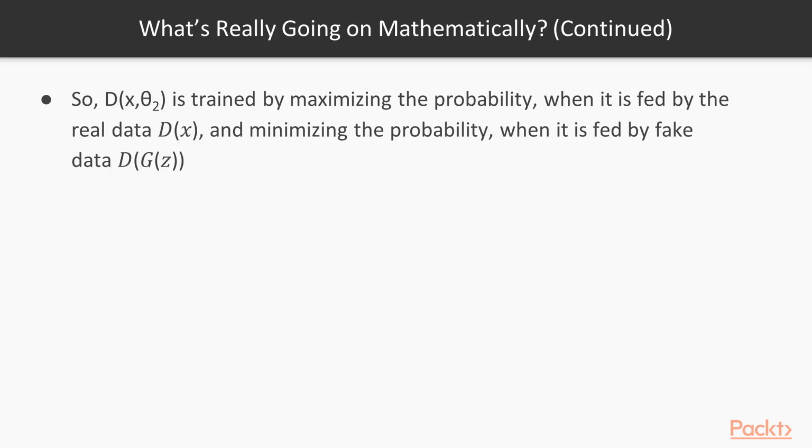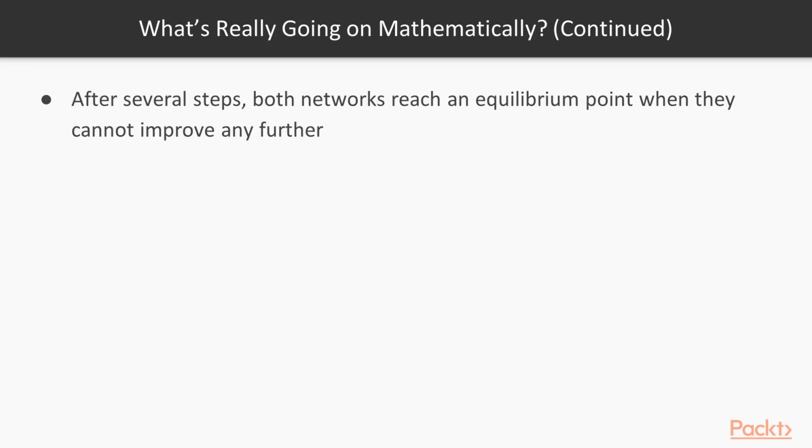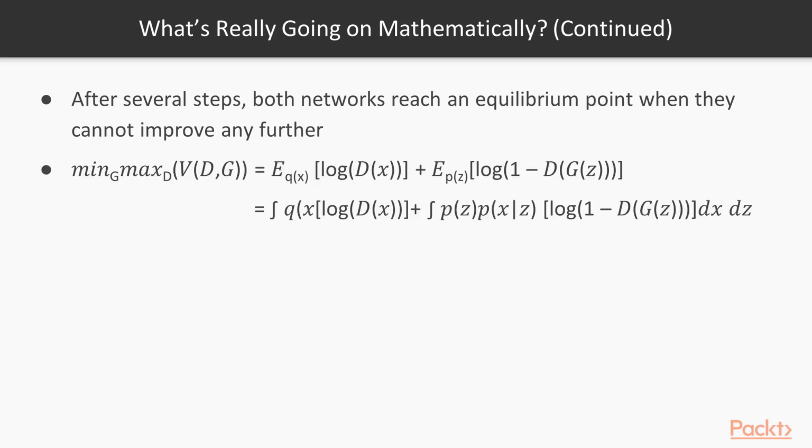So D is trained by maximizing the probability when it is fed by the real data, D of X, while minimizing the probability when it is fed by the fake data, called D of G of Z. The generator G of Z and theta 1 is trained by maximizing D of G of Z. After several steps, both networks reach an equilibrium point where they cannot improve any further. The formula of min-max optimization is given here. As you can see, this is the formula.